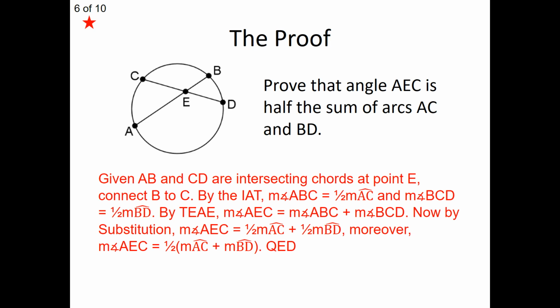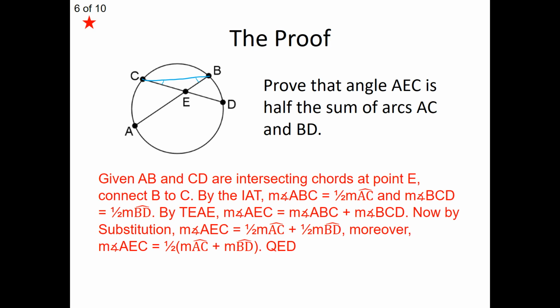We're going to connect points B to C. And what happens when we do that is we actually form two angles. We form this angle here, which is angle BCD, and this angle here, which is angle ABC. And what you notice is that those angles are inscribed angles. And so we're going to use the inscribed angle theorem right off the bat.